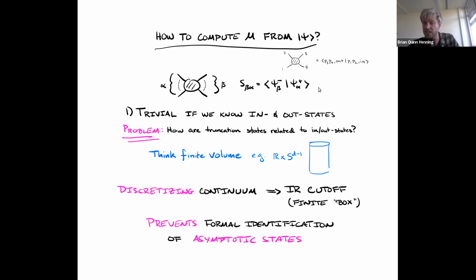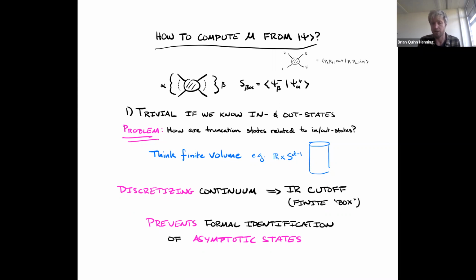Of course, the S matrix is defined as the overlap of in and out states. So in a sense, the problem is trivial if you've been handed the in and out states. Okay, so your first guess might be, let's look for the in and out states in the spectrum. Well, how exactly is the output from your computer related to them? The problem is there is no real notion of them. If you think in finite volume, for example, there is no notion of asymptotic infinity, so there's no formal definition of asymptotic states.